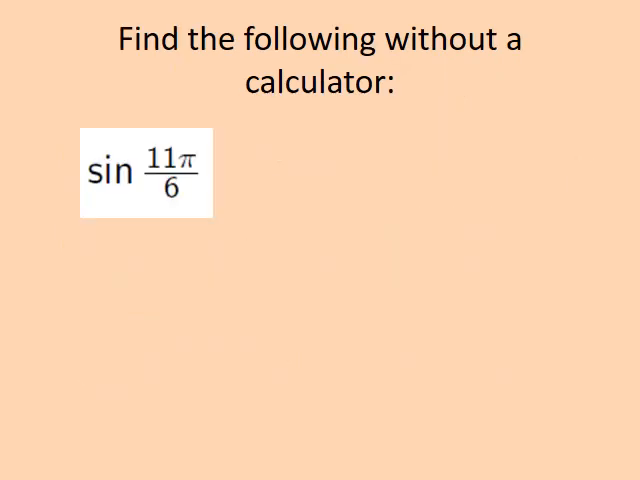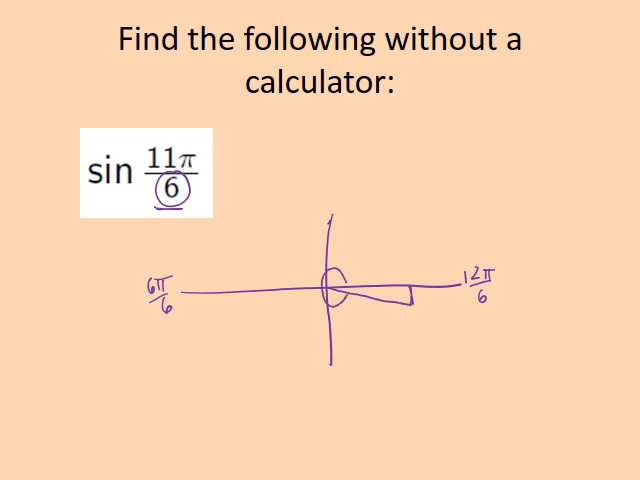Now, how do you use what we just learned to actually solve problems? Well, the first thing you need to do is actually graph your angle. Because it's over 6, we know this is a 30-degree reference angle, because pi is 6 pi over 6 and 2 pi is 12 pi over 6. 11 pi over 6 is 1 less than 12 pi over 6. So I know I'm a 30-degree reference angle right here. This is where I'm located.